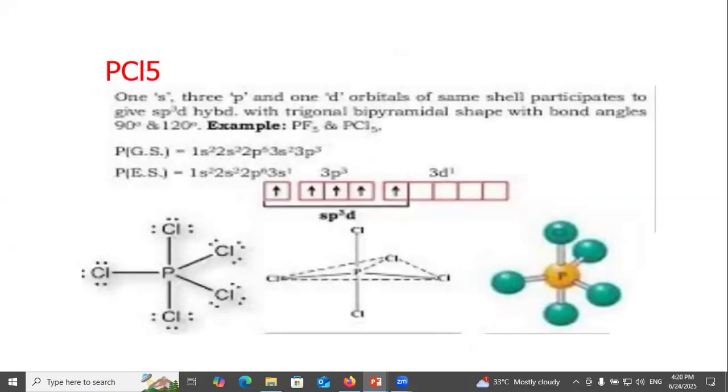Phosphorus pentachloride: one s, three p, and one d orbitals of the same shell participate to give sp3d hybrids with a trigonal bipyramidal shape with bond angles 90 and 120. Example, phosphorus pentachloride.